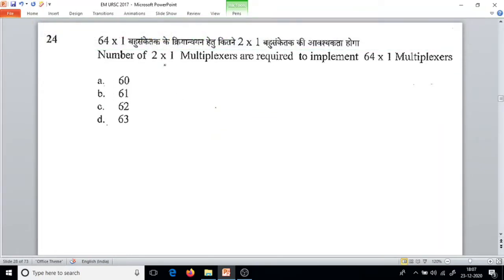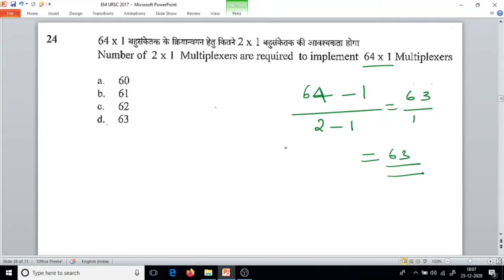Question number 24. The number of 2 cross 1 multiplexers required to implement a 64:1 multiplexer. I will show you a short method only. You have to see what multiplexer is to be implemented: 64 cross 1. Write 64 minus 1 divided by the number of multiplexers available, 2 cross 1, so 2 minus 1. That is 63 divided by 1, which equals 63. You need 63 2 cross 1 multiplexers to realize 64:1.